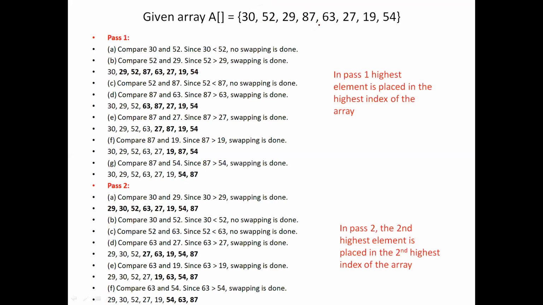Next, what happens? What is the next highest element? 30, 52, 63. 63 is the next highest element in this array. So automatically at the end of pass 2, 63 will come to the second highest index. So it comes automatically here. Okay, fine.